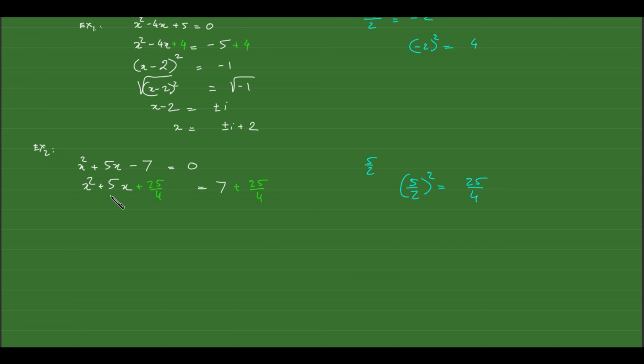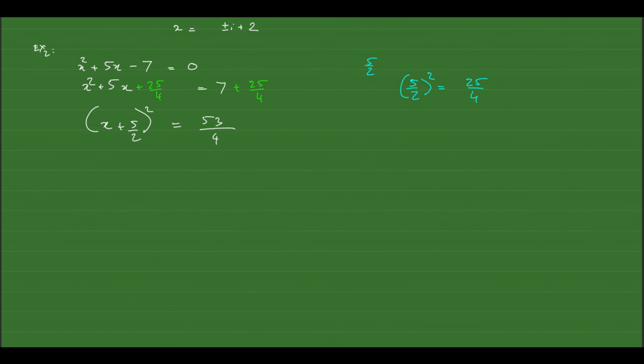Then these 3 terms over here become x plus 5 over 2, squared. And over here I combine them. The LCD is 4, which gives 53 over 4. Now we can go ahead and take the square root of both sides.